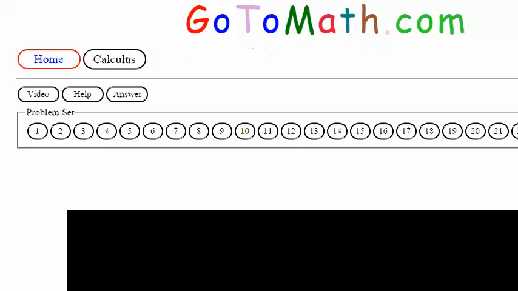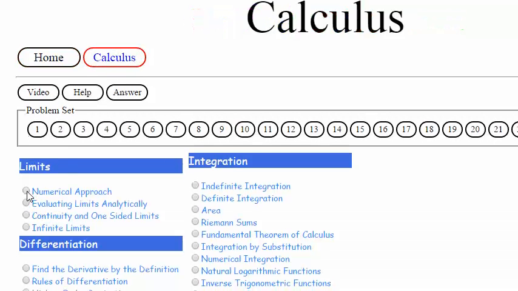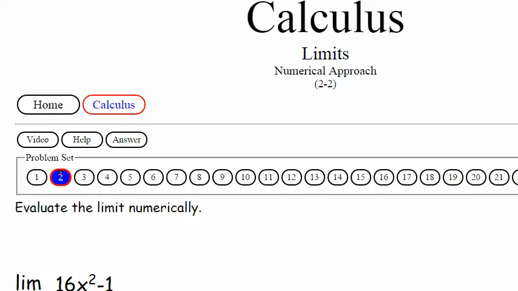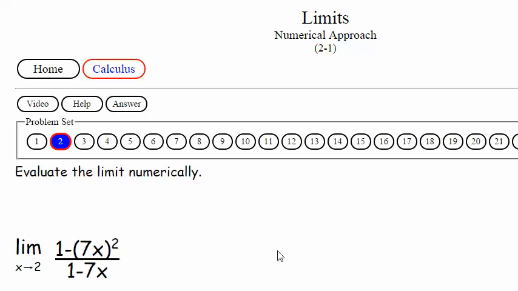We're at go2math.com looking at some calculus. We're under the numerical approach, finding limits numerically. And we're going to be looking at this particular problem here. Alright, so we want to evaluate this limit numerically.